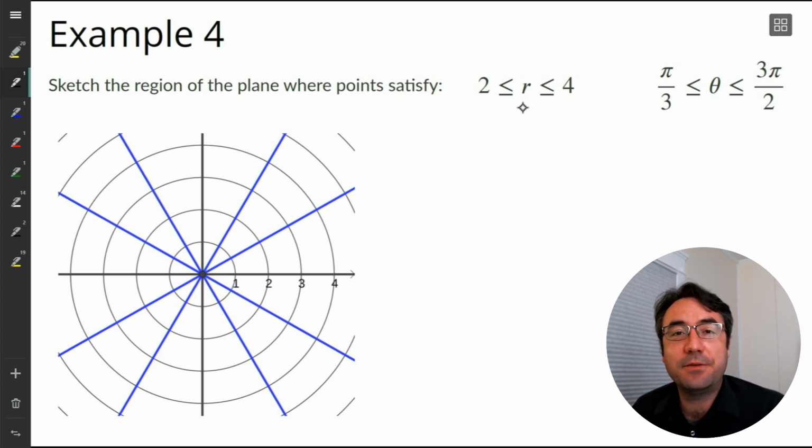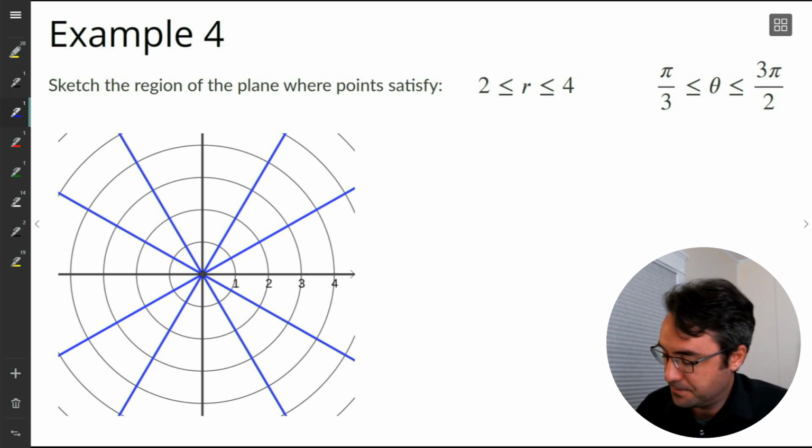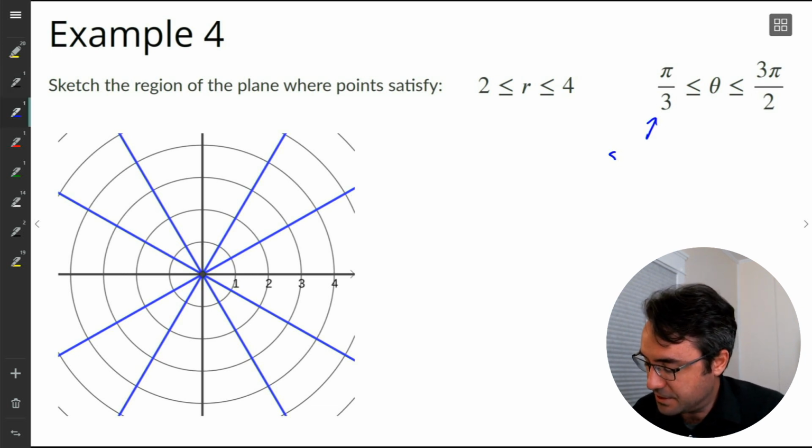We're given an inequality for r, so r is between 2 and 4, it could be equal to 2 and 4. And then we're given an inequality for theta. So theta is between pi over 3 and 3 pi over 2. So again, let's start with the theta values, and let's start by figuring out where the starting and ending values are. So we're going to look at the starting, and then we'll look at the ending theta value.